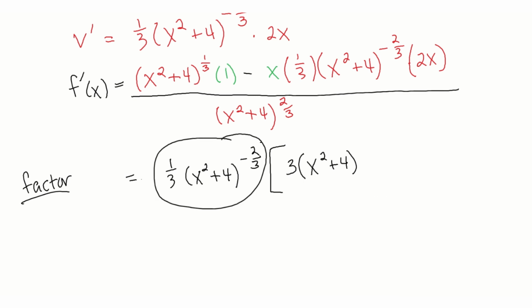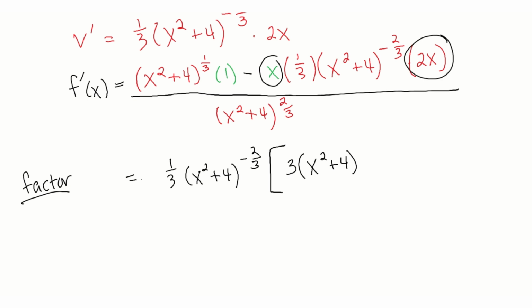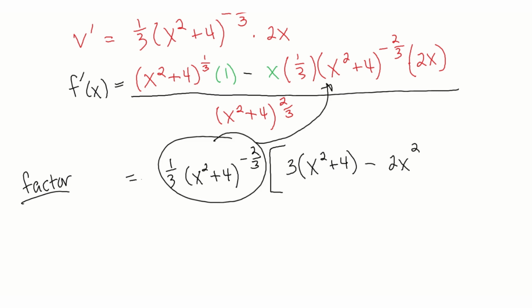What about the second term? This x and 2x are both going to stay. And we can multiply them together and get 2x squared. And notice the remaining is just a factor.